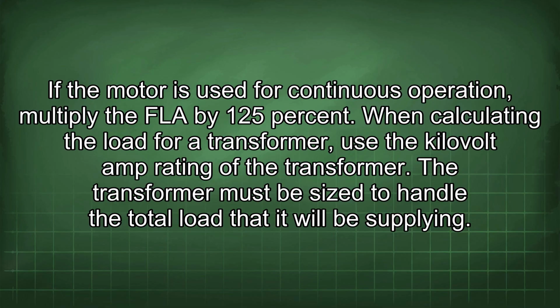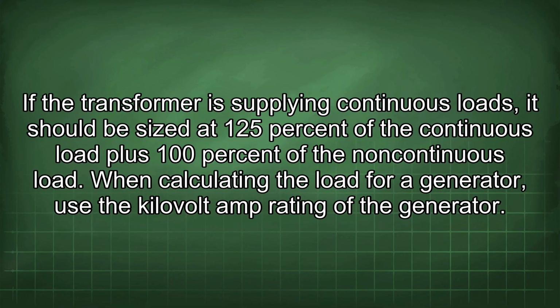When calculating the load for a transformer, use the kilovolt-amp rating of the transformer. The transformer must be sized to handle the total load that it will be supplying. If the transformer is supplying continuous loads, it should be sized at 125% of the continuous load plus 100% of the non-continuous load. When calculating the load for a generator, use the kilovolt-amp rating of the generator.